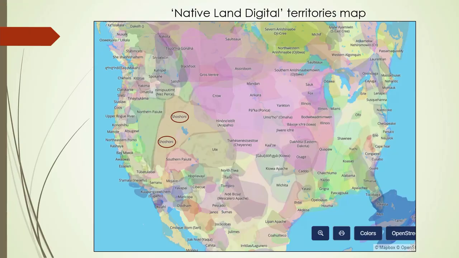You can go to Native Land Digital. It's actually an interactive website, so you can put your cursor on it. And you can spin around and see the native tribes in South America. You can see them in Africa. You can see them in Australia, New Zealand. You can see them around the world. It's a fabulous resource.